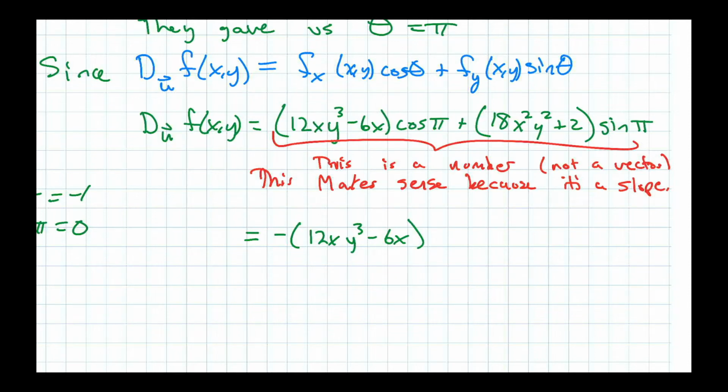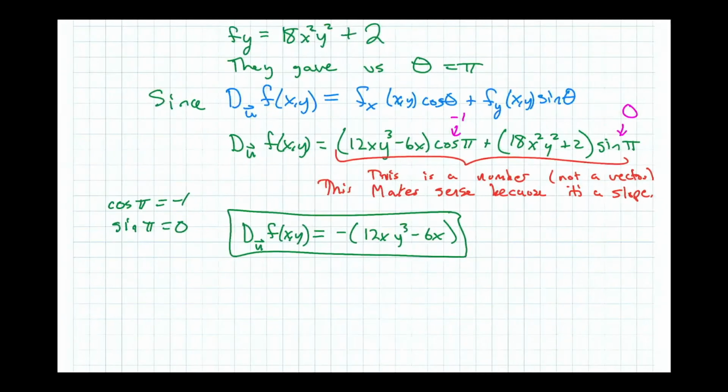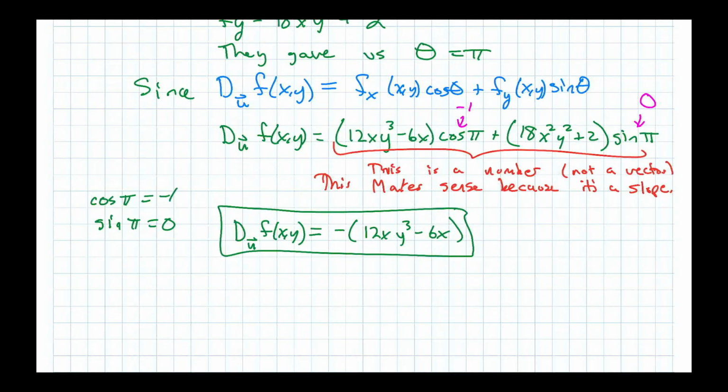So let me get a color here. So this is -1, and then this is 0, which means this is all we have left down here for our directional derivative of f in the direction of u. Now, if you pick a different direction, then you're going to end up with a different directional derivative, of course.